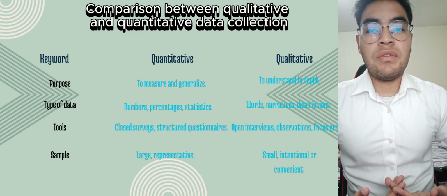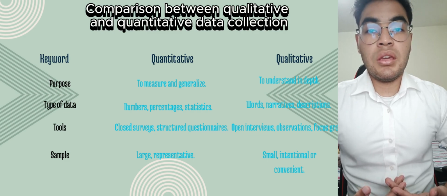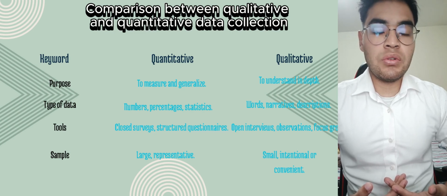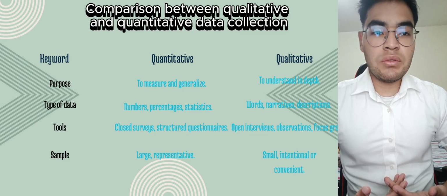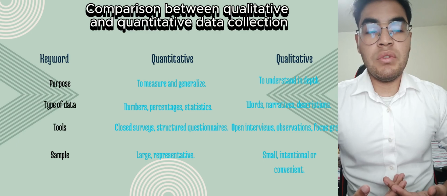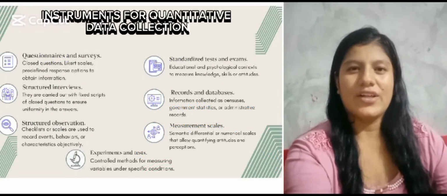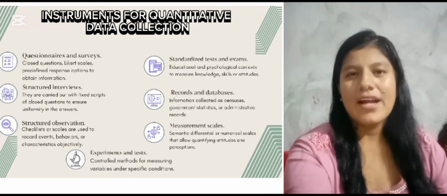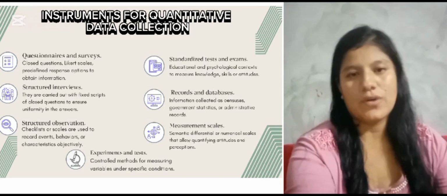We have another example, like tools. In quantitative, we find closed surveys and structured questionnaires, and in qualitative, open interviews, observation, and focus groups. Thank you, teacher. They are tools that collect data through closed-end questions with predefined answers and are useful for obtaining standardized information from a larger number of people.